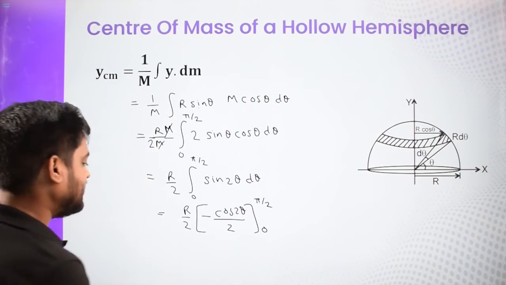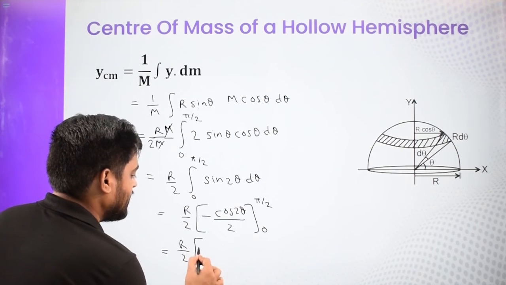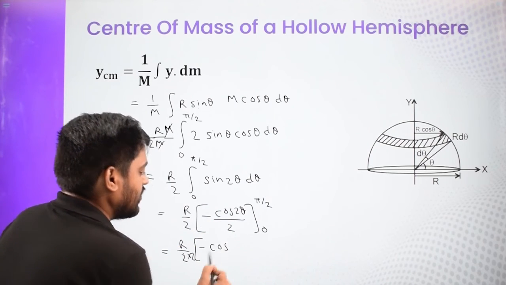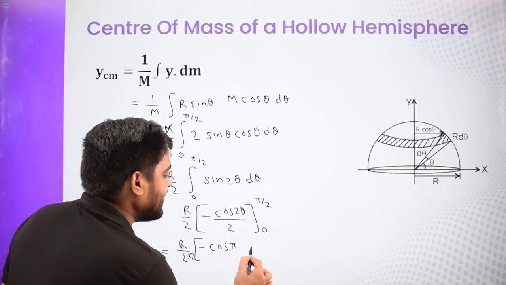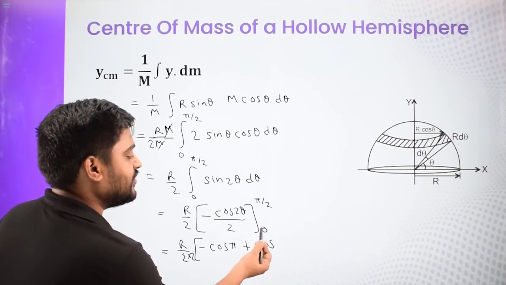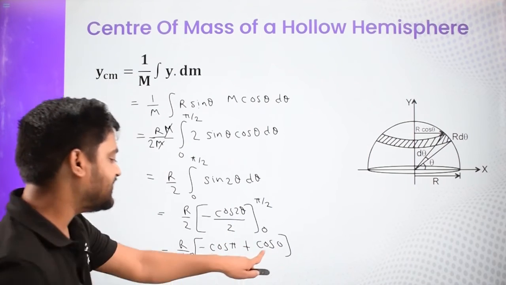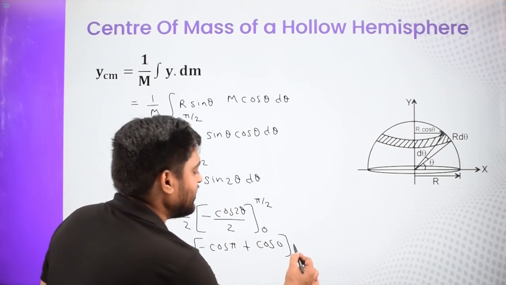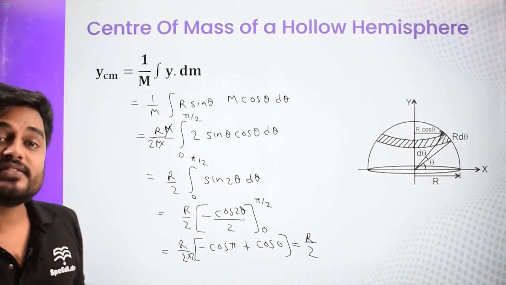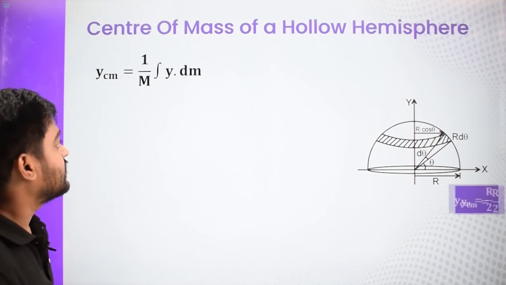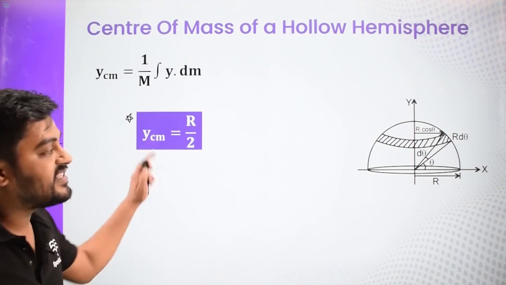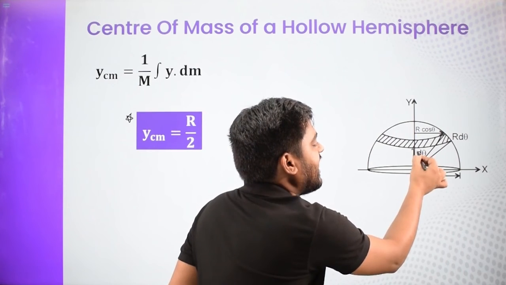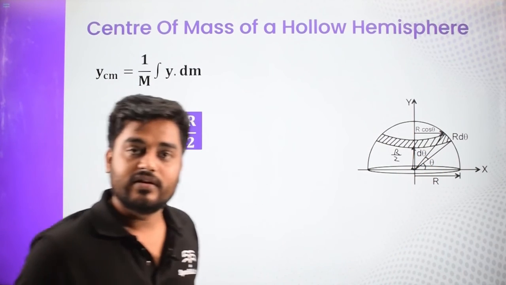When you put pi by 2 over here, you get r by 2, and this 2 also you can take out, so it becomes 2 over here. So this is minus cos of pi by 2 into 2, that is pi, minus of minus, which is plus, cos of 0 into 2, that is 0. So this is 1 and this is minus 1. So minus of minus 1 and 1, that is 2. And the 2s get cancelled out and we get r by 2 as the answer. So what is the YCM? YCM is r by 2. The final conclusion is that the y coordinate of the center of mass is r by 2. So for a hollow hemispherical shell, the center of mass lies at r by 2 height from the center, right?